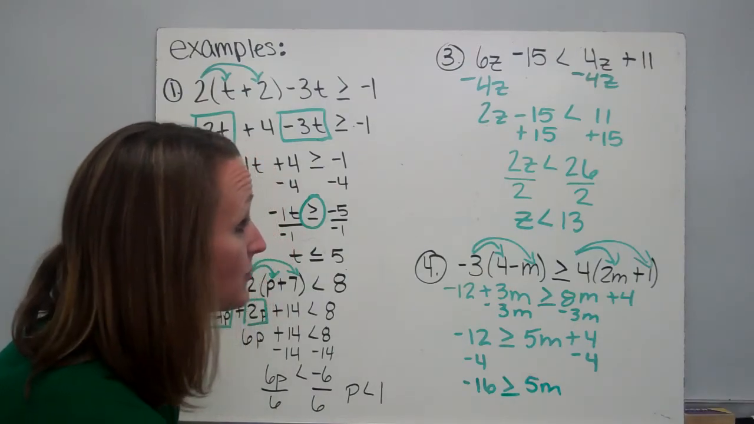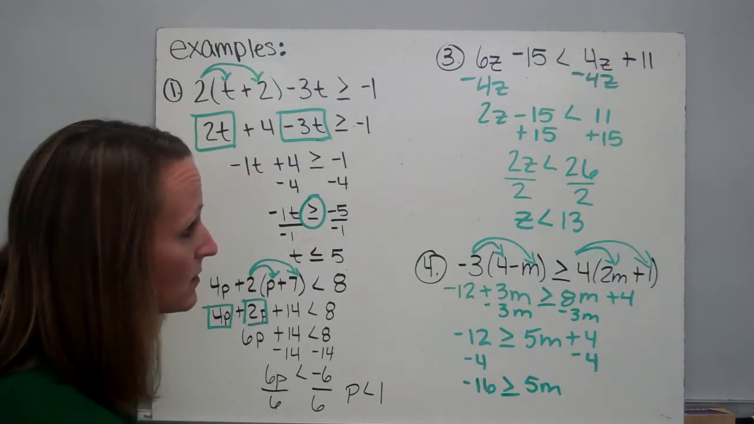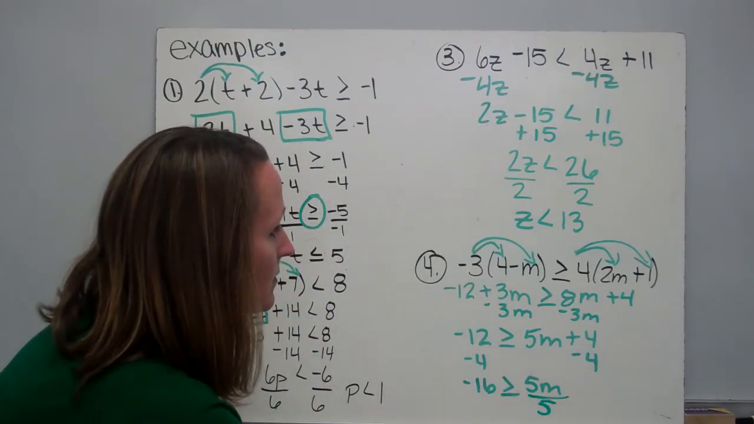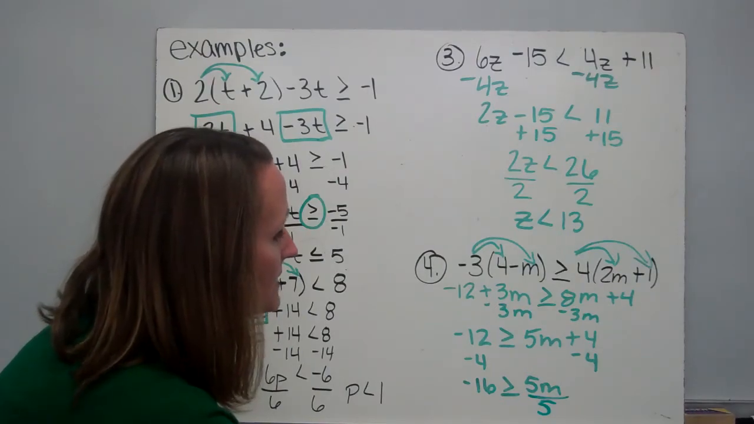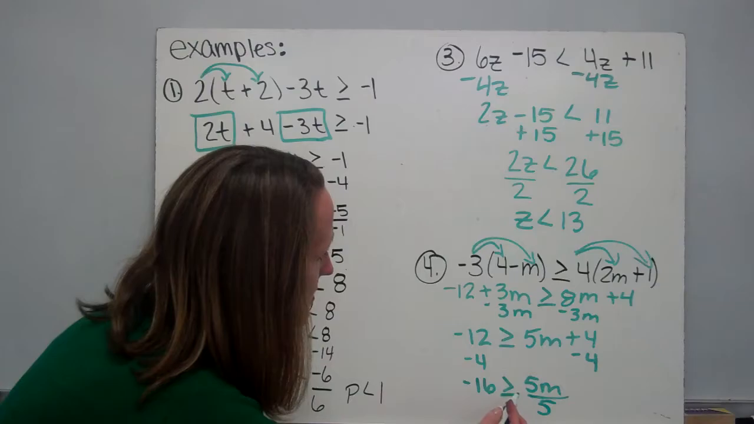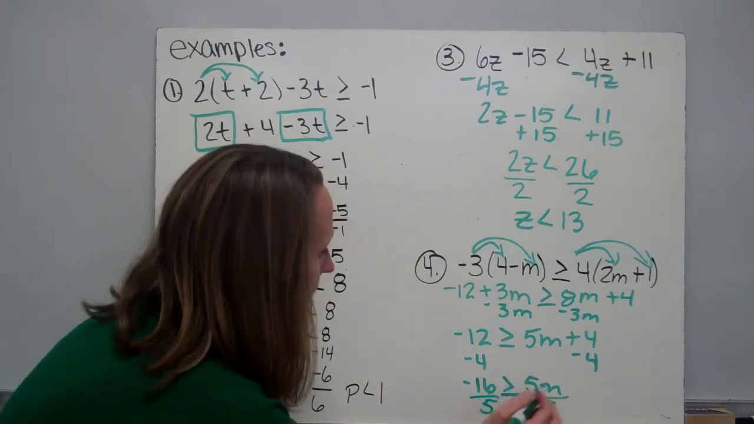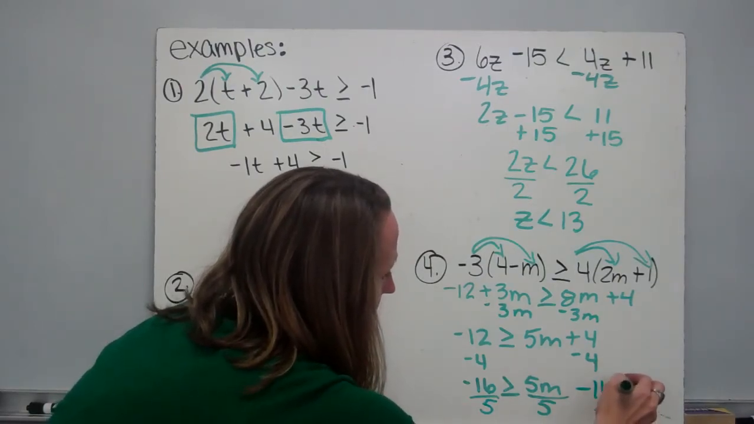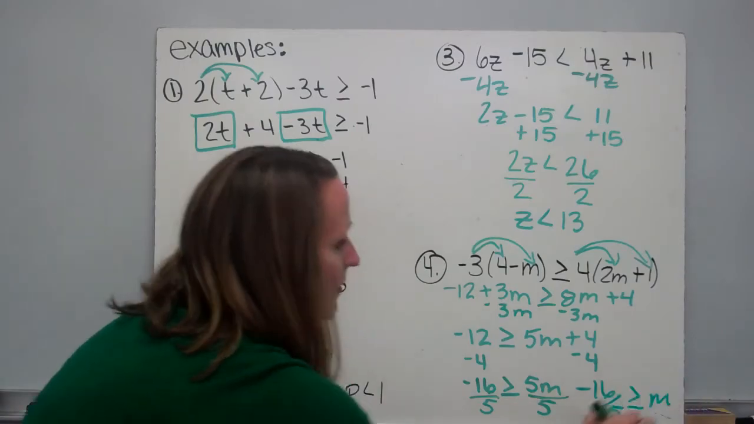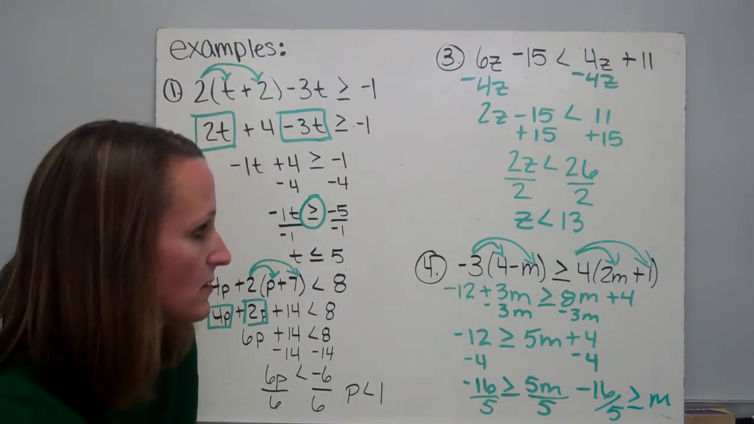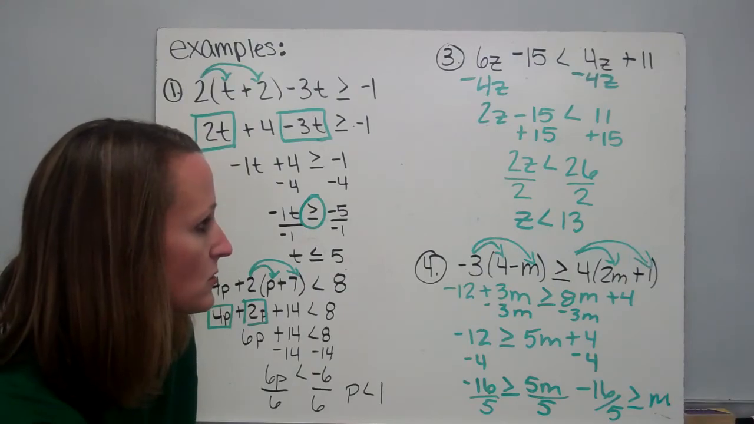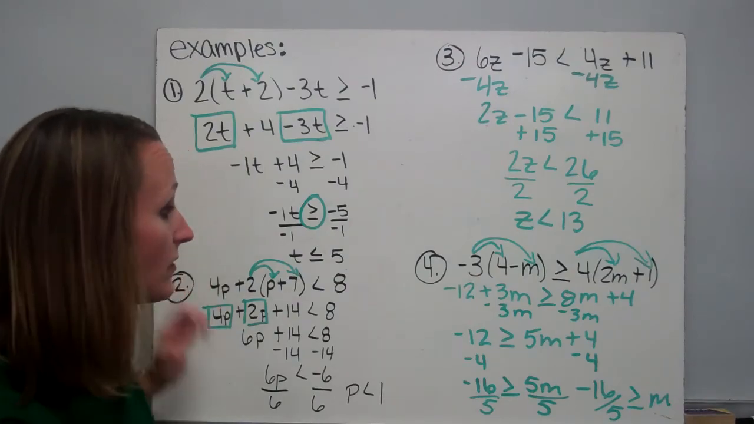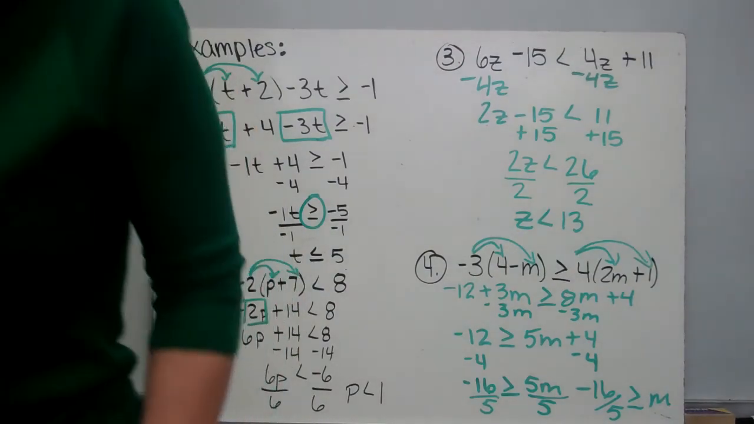And now, I'm going to end up with a fraction, that is okay. Divide both sides by 5. And again, not dividing by a negative, so I'm okay. I end up with negative 16 fifths is greater than or equal to m. And I'm just going to leave it as a fraction. And that is how you solve multi-step inequalities.